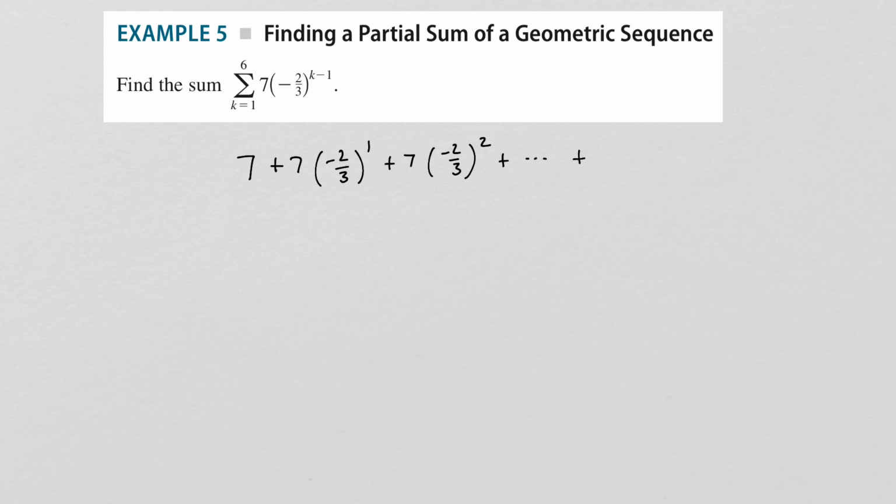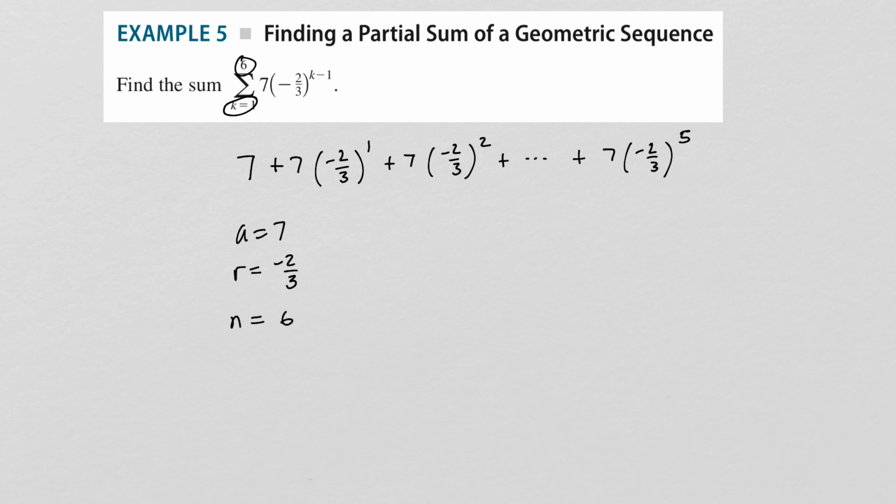And of course, the last term would be 7 times negative 2/3 to the 6 minus 1, which is the 5th power. So here the first term is clearly 7. The common ratio is negative 2/3. Now, the number of terms, we don't have to solve for that here. The number of terms is 6 terms, because we're going from k equals 1 to k equals 6.